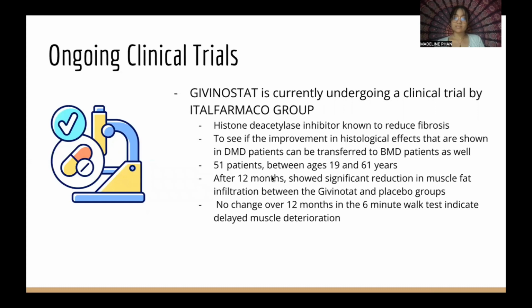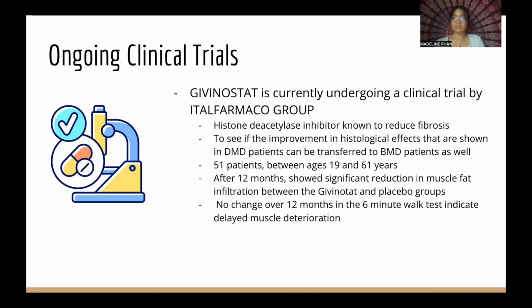The second clinical trial that I would like to shed light on is by Italfarmaco, a pharmaceutical group in Italy. They're currently testing givinostat, which is basically a histone deacetylase inhibitor. This histone deacetylase inhibitor is known to reduce fibrosis, like the muscle scarring and muscle fat tissue infiltration in these BMD patients.